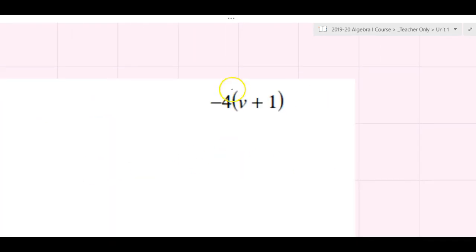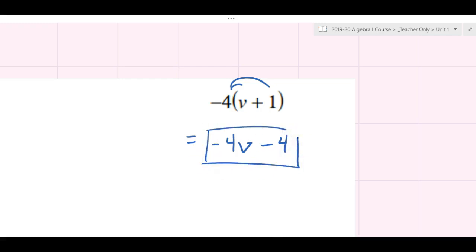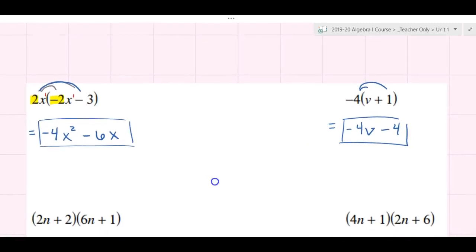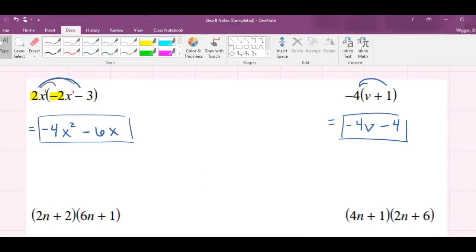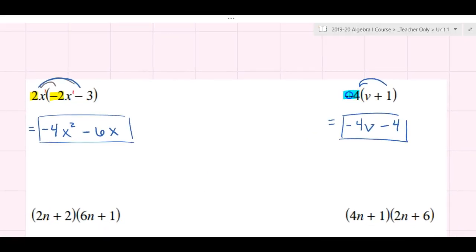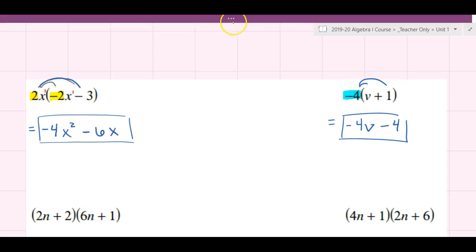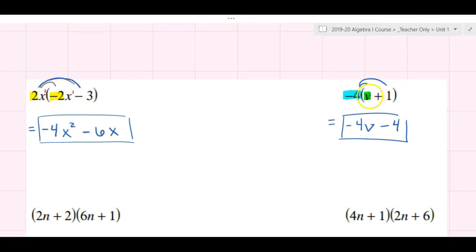Let's review one more distributing. Distribute to everything in the parentheses. Negative 4 times v is negative 4v, and negative 4 times 1 is negative 4. So distributing, notice we have one term on the outside of the parentheses and multiple inside the parentheses.